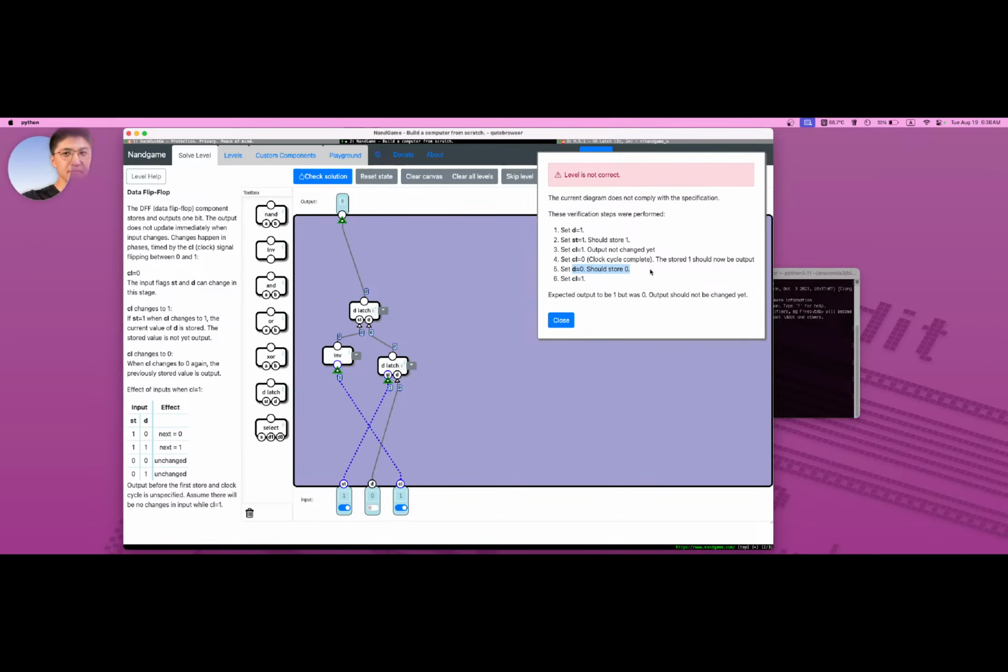I am missing something here. So when D is 0, we store a value of 0, right? Yes. When we set clock as 1, the current value of D is stored. We stored it. The stored value is not yet output. So when we store it, we just output it. But they're saying if you store it, you should not output it. Make sense?